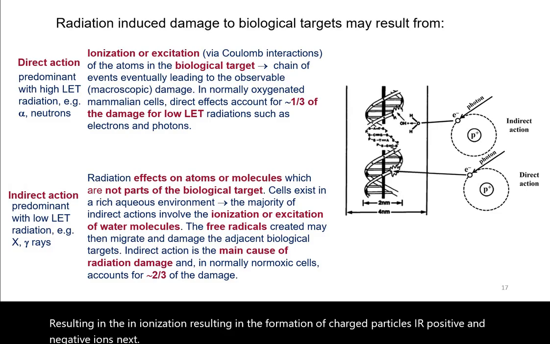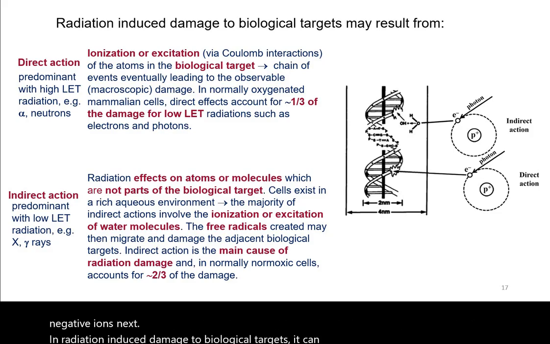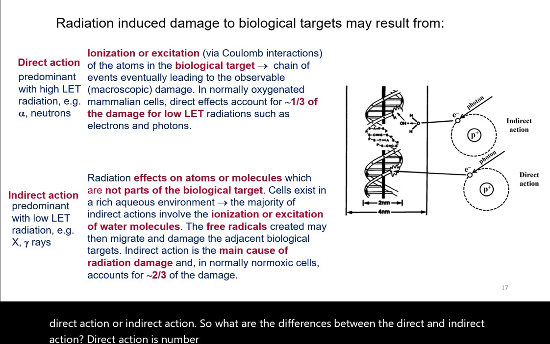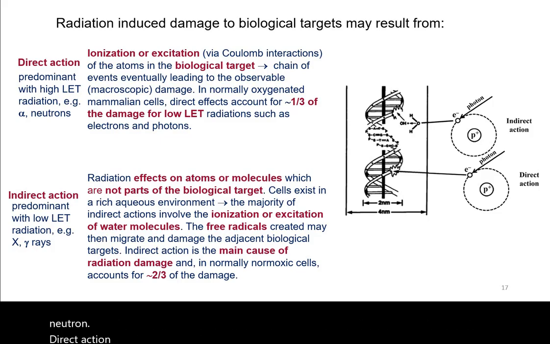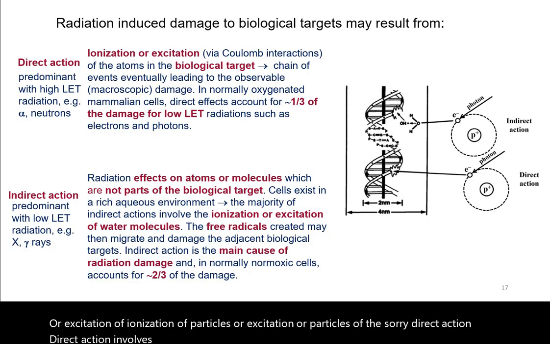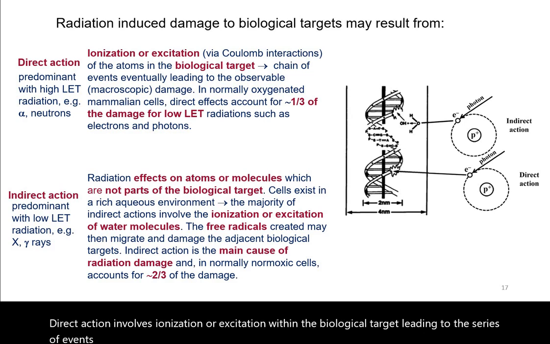Radiation-induced damage to biological targets can be caused either by direct action or indirect action. So, what are the differences between direct and indirect action? Direct action is predominant with high LET radiation such as alpha particles and neutrons. Direct action involves ionization or excitation within the biological target, leading to a series of events that result in further manifestation of microscopic damage.